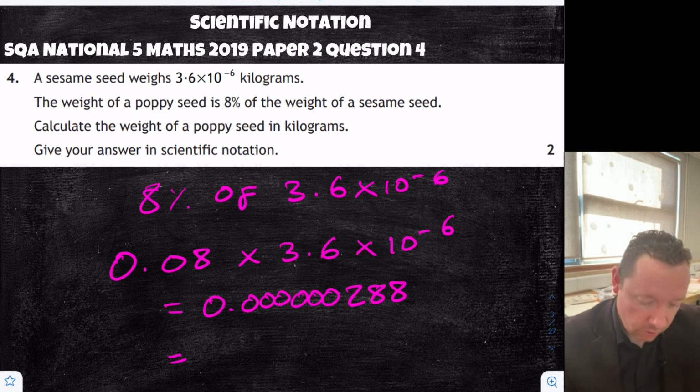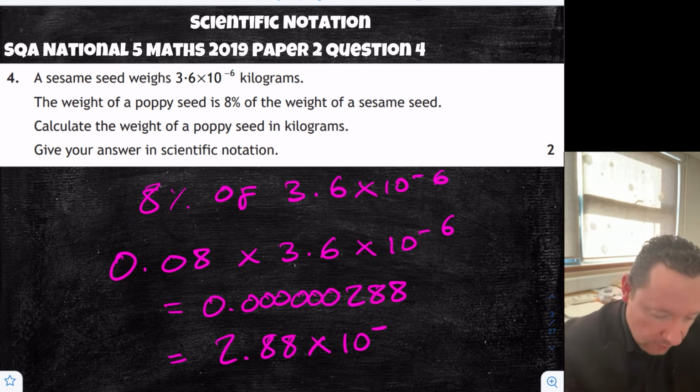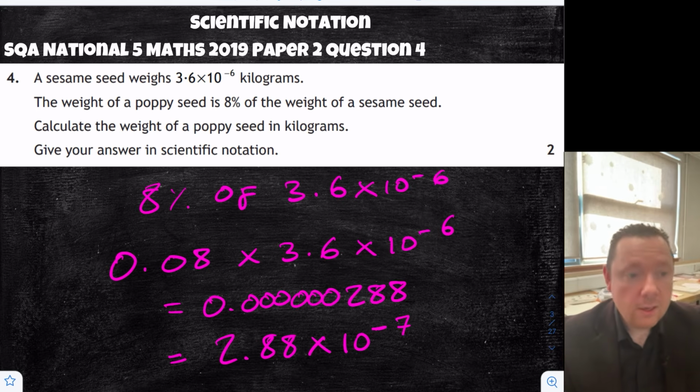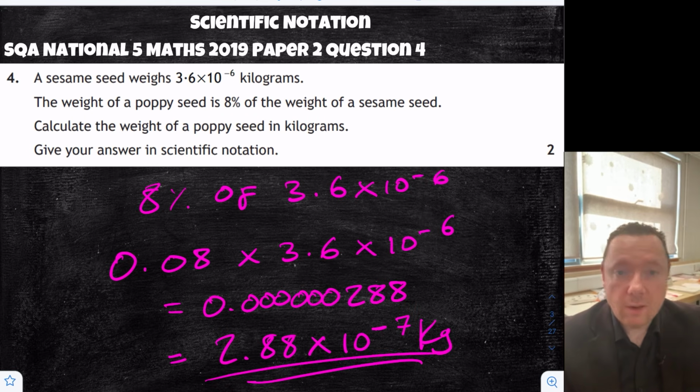So our first number is 2, so it's 2.88 times 10 to the power of minus, because it's a number less than 1. And to get that, we imagine our point here. It's 1, 2, 3, 4, 5, 6, 7. Minus 7. And it's kilograms for our units. And we're done there.